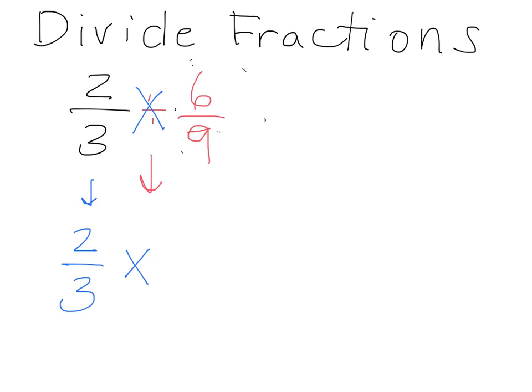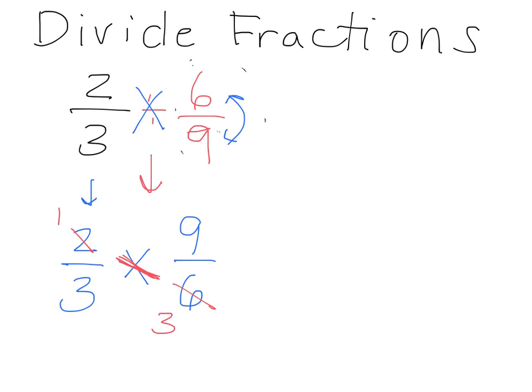Lastly, this has to get flipped like a coin. It's no longer 6/9. 6 becomes the denominator, 9 is the numerator. Now you can solve it. We know that the best way to do this right now is to simplify. These two are compatible. Let's divide them both by 2.